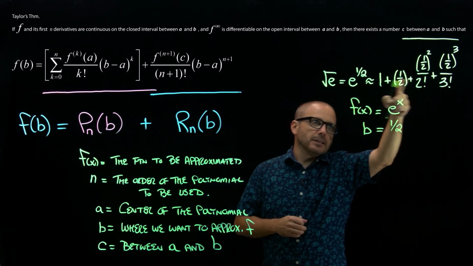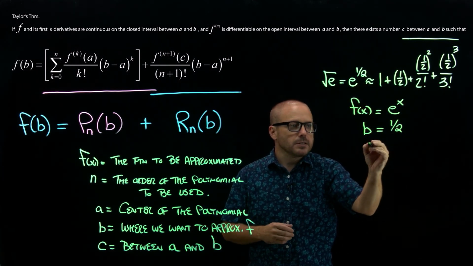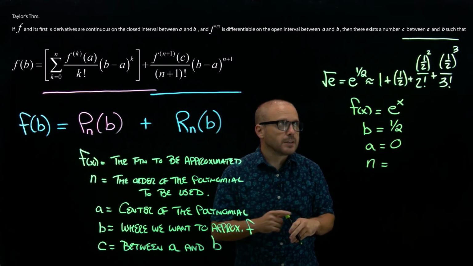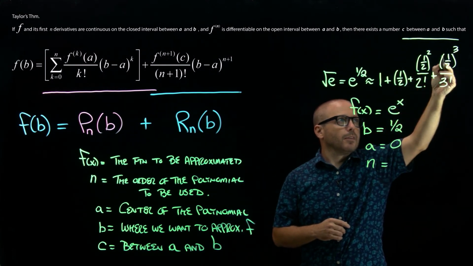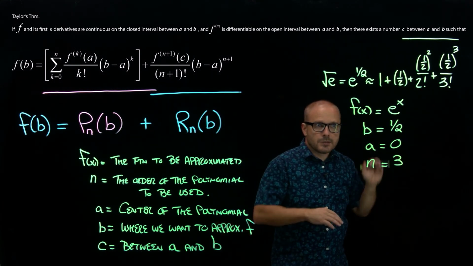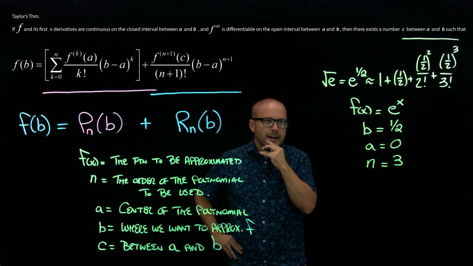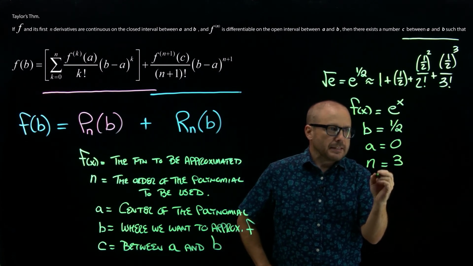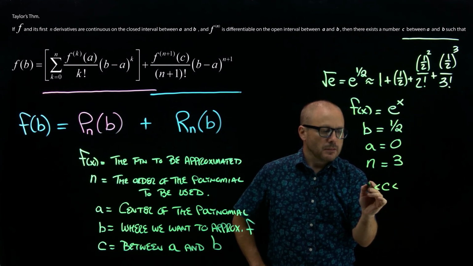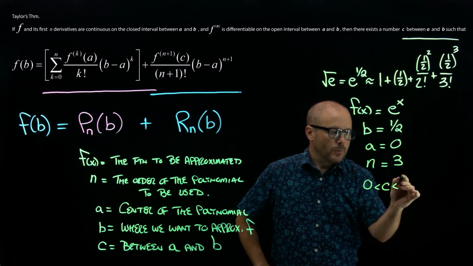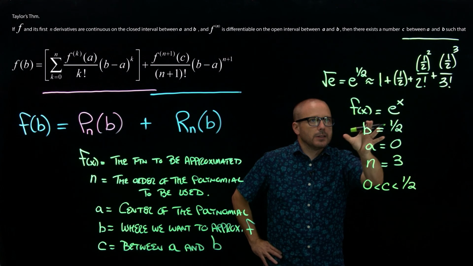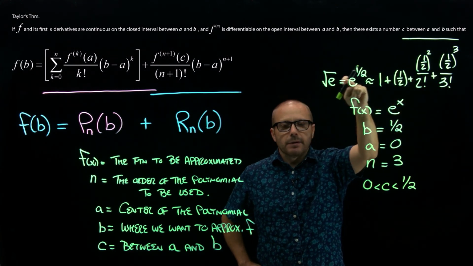Where do we center this thing? Well, remember, e to the x, we centered at 0, so a is 0. What's the degree, or order, I should say, of this polynomial? Well, we're going up to the third degree term there. So this is a third order Taylor polynomial. So those are the key quantities we would need. Lastly, c, we don't know what c is, but it's somewhere between 0 and a half, somewhere between a and b. So if we computed this, it would be an approximation of square root of e.